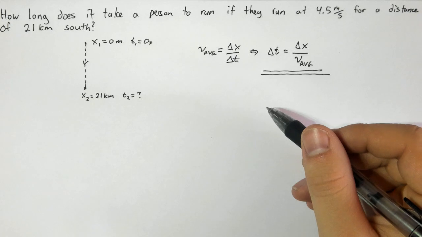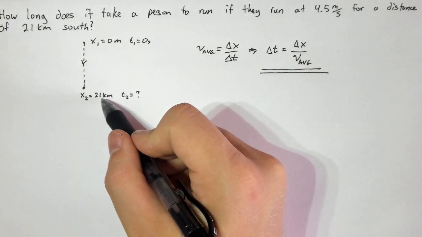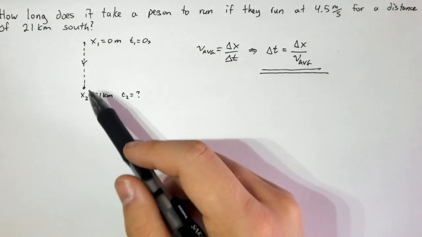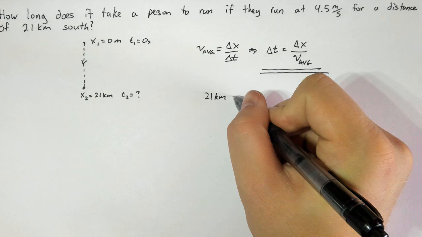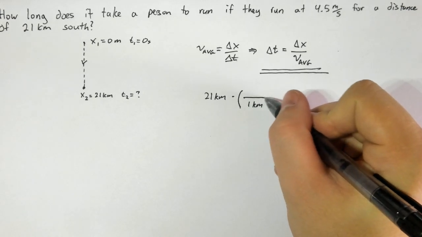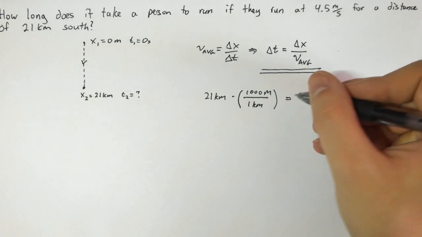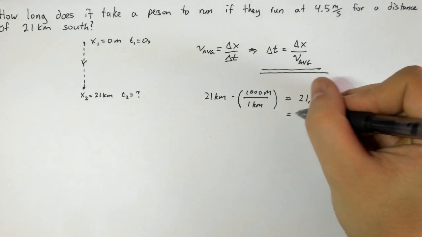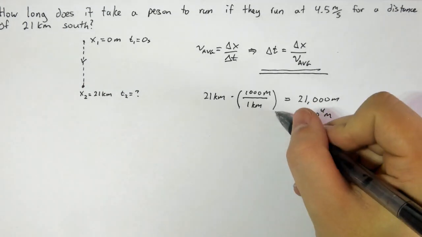So the first thing I'm going to do is convert kilometers to meters because our velocity is in meters per second and we want our units to be the same. So 21 kilometers, for every 1 kilometer, there's 1,000 meters. So 21 times 1,000, and we've got 21,000 meters, or 2.1 times 10 to the 4 meters in scientific notation. So that's delta x.